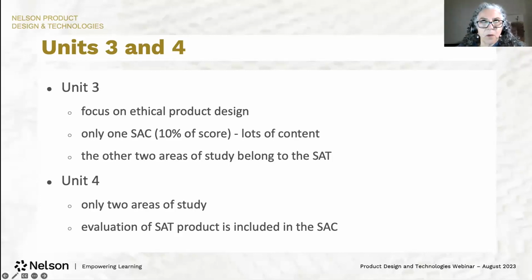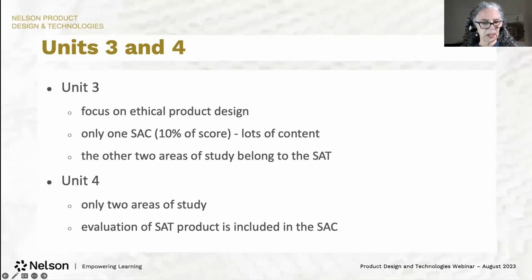Okay, so units 3 and 4, they're structured a little bit differently to our current study. And in unit 3, the focus, I've put there, the focus is on ethical product design. And that is mostly related to the SAC because the first, I call it the first SAC, it's outcome 1. And it's the only SAC for unit 3. It's now 10% of the score for the year, and the other SAC is in unit 4, which makes the 2 SACs worth 20%.